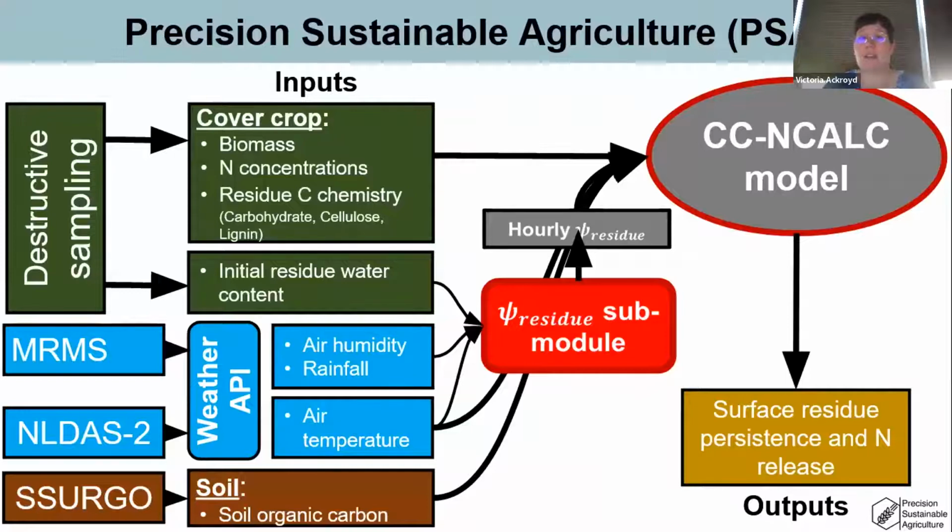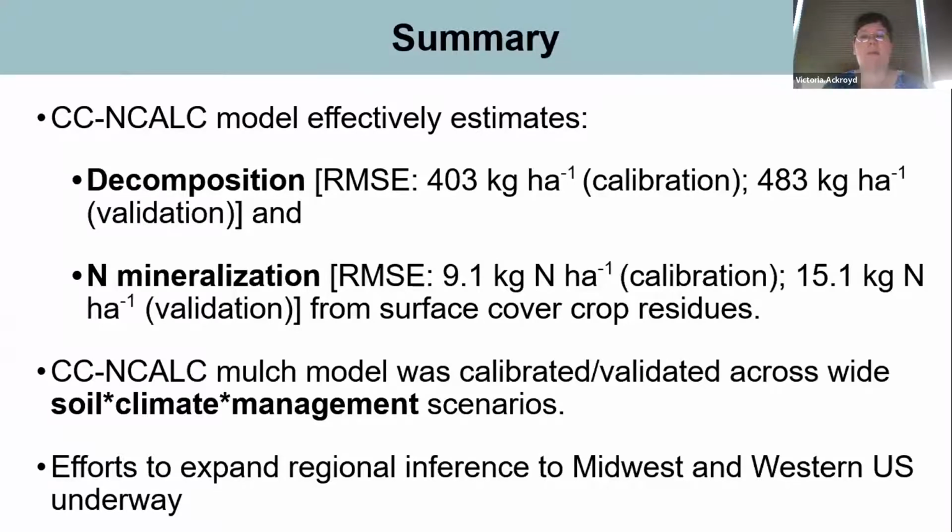And of course, this work continues because they've got it done for, I believe it's untilled, and now they're working on tilled systems. We'll get to that in a minute with the demo. But anyway, here's a summary, and this is where things pick back up. So CC-NCalc effectively estimates the decomposition and nitrogen mineralization. The mulch model was calibrated and validated across a wide range of soil and climate and management scenarios. Thank you to everybody in PSA who has participated in this work. And we continue to expand into the Midwest and the Western US.